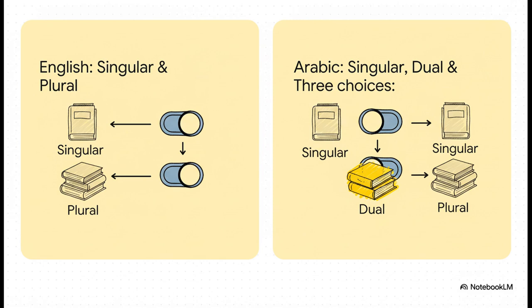That's it. But in Arabic, the system has three choices. You've got singular, you've got plural, and you've also got the dual, which is a special form you must use for exactly two of something. An Arabic speaker has to make a choice that doesn't even exist on the menu for an English speaker.